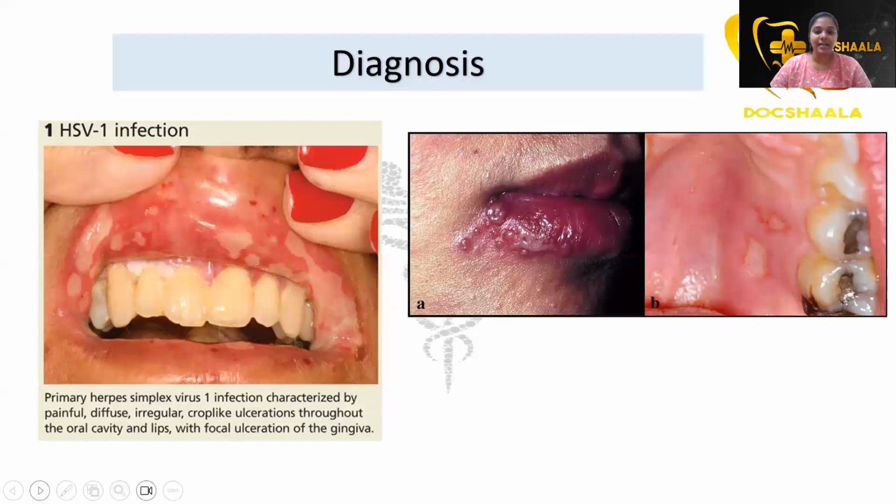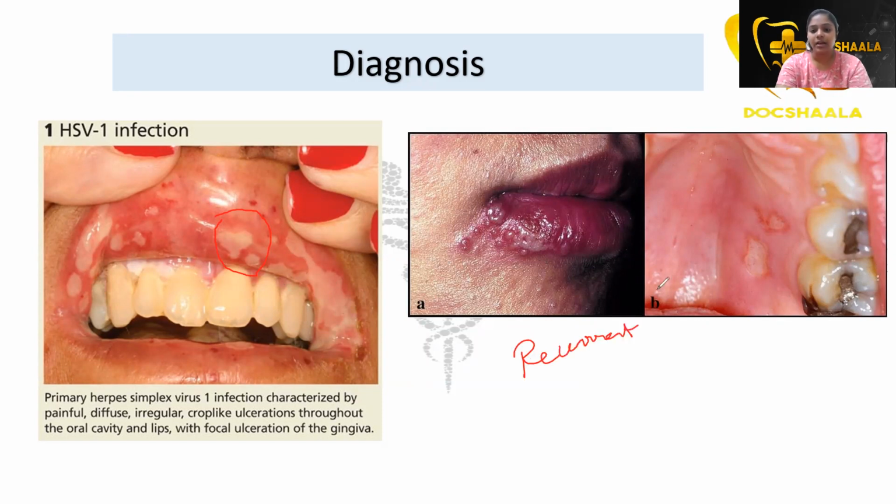Let's see some images also, so that if they give an image-based question, you can easily solve it. So the HSV primary infection. Here you can see the lesions: primary herpes simplex 1, painful and diffuse, irregular, crop-like ulcerations throughout the oral cavity. Right. This is the recurrent one.